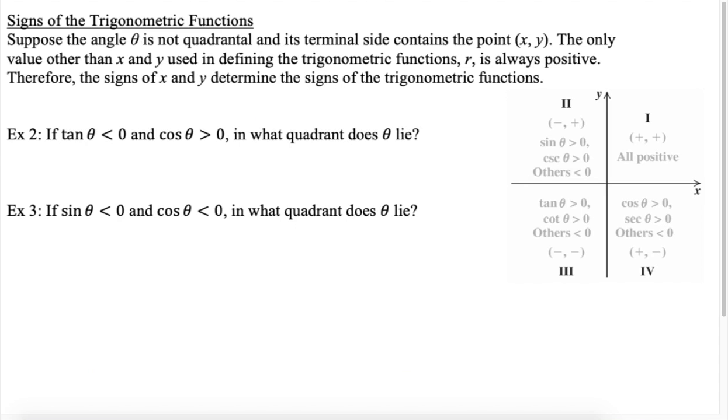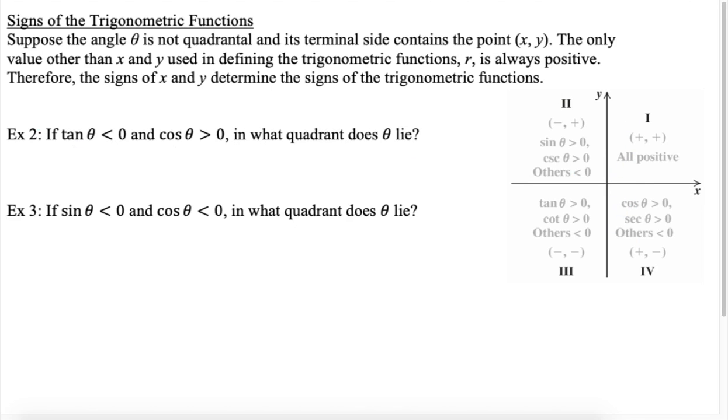Next, we want to talk about the signs of the trig functions. Okay, so again, we've essentially just looked at where everything is positive so far. Right? So what we're saying now is our angle is not quadrantal, which remember that means the terminal side is on one of the axes. So we're saying that's not the case. The terminal side is in one of the quadrants. Then we can automatically know the signs of our trig functions.